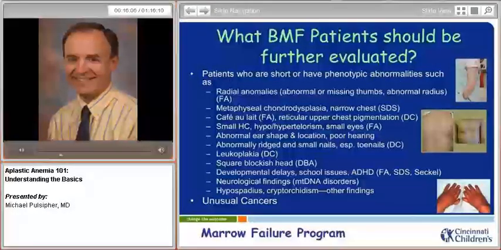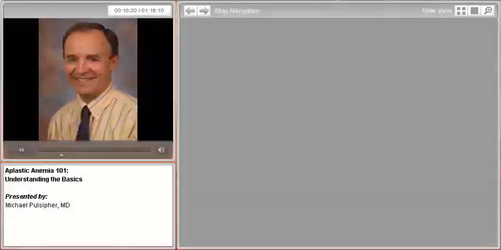In addition to this, unusual cancers occurring very young or people having more than one cancer, those can be associated with marrow failure syndrome. So if any of these symptoms exist, then you need to be very careful about making sure that you're not only thinking it's aplastic anemia, because it can be bone marrow failure associated with one of these inherited bone marrow failure syndromes.